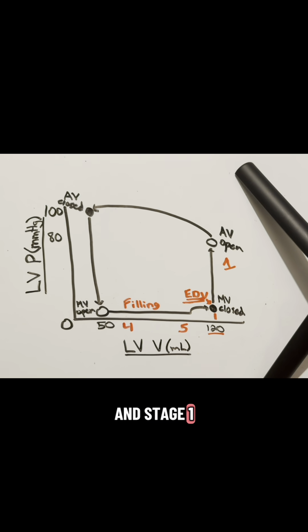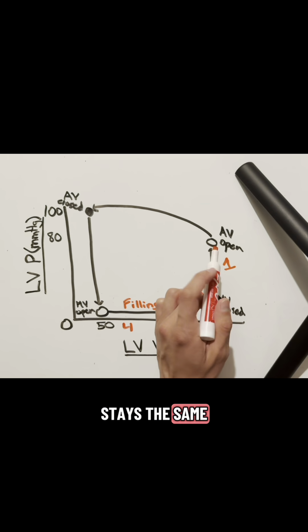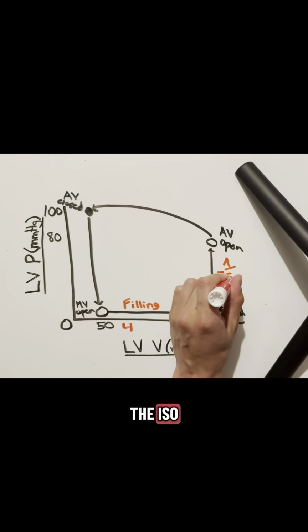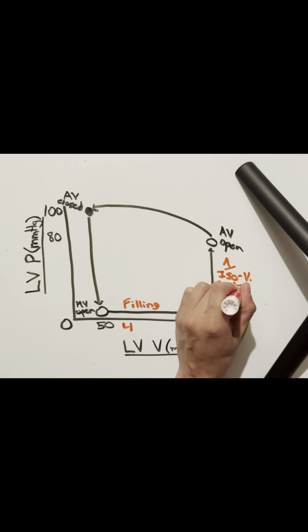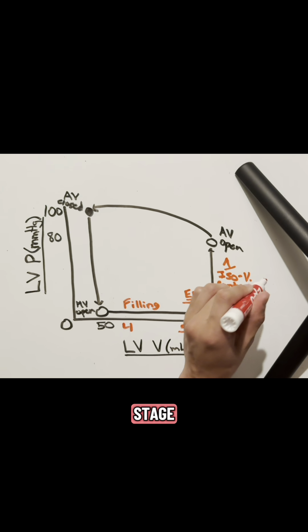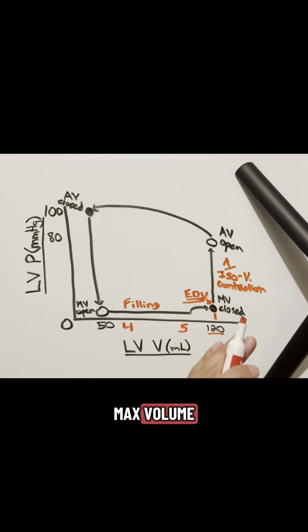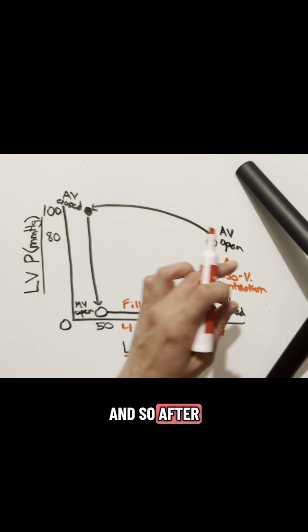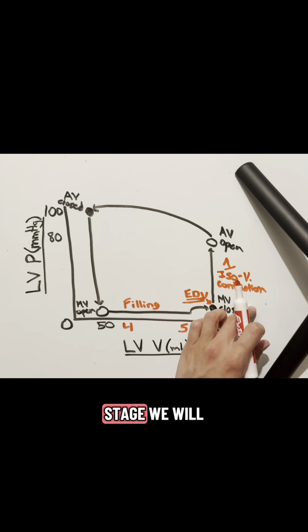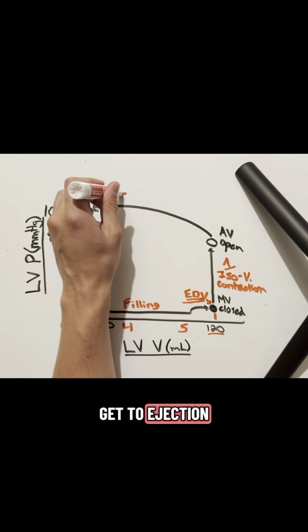Boom. And stage 1 of the cardiac cycle is an isovolumetric stage, and we can see that on this graph because this 120 milliliter volume does not change. It stays the same. So this represents the isovolumetric contraction stage. And this is the contraction stage because the ventricles have reached their max volume and are beginning to contract to work towards ejection. And so after this isovolumetric contraction stage, we will get to ejection.